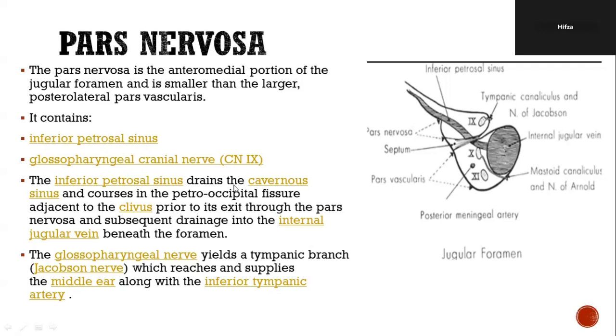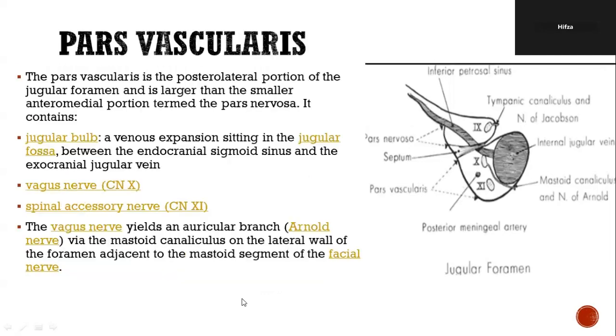The inferior petrosal sinus drains the cavernous sinus and courses in the petro-occipital fissure adjacent to the clivus prior to its exit through the pars nervosa and subsequent drainage into the internal jugular vein beneath the foramen. Now, the glossopharyngeal nerve gives a tympanic branch, which is known as Jacobson nerve, which reaches and supplies the middle ear along with the inferior tympanic artery.